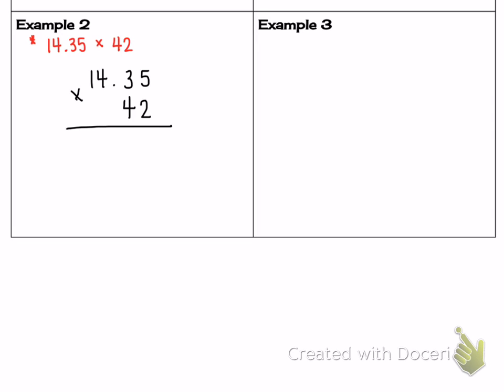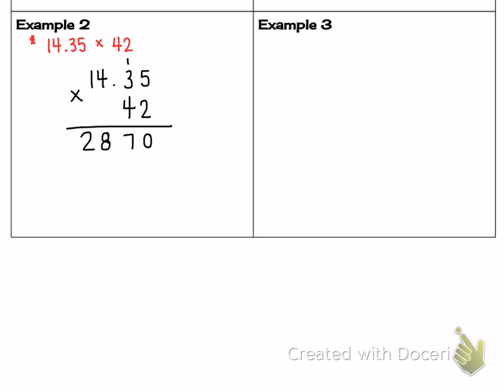All right, remember to pause the video and try it out yourself. Okay, so let's see how you did. 2 times 5 is 10. Carry the 1. 2 times 3 is 6, plus 1 is 7. 2 times 4 is 8. 2 times 1 is 2.